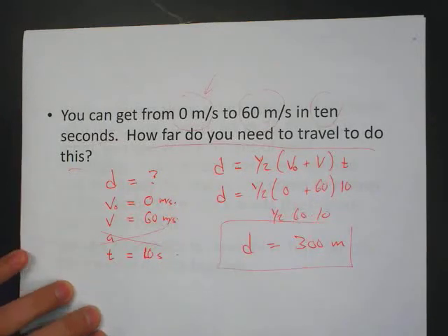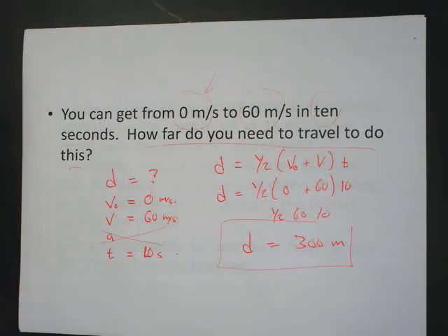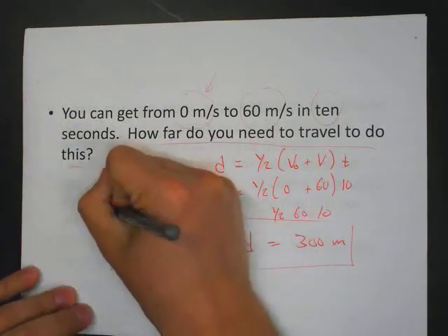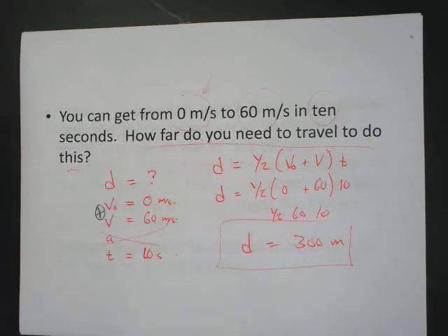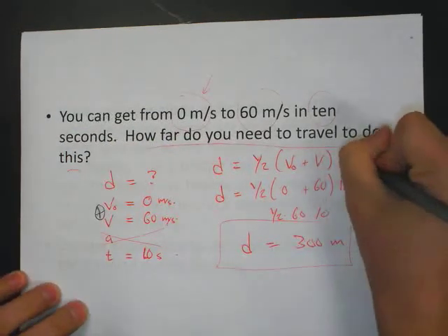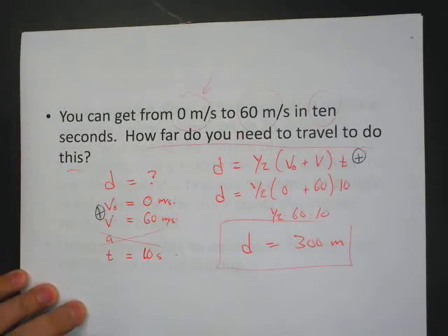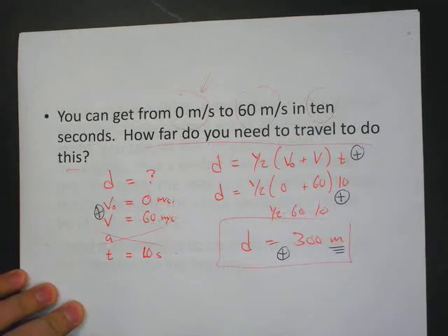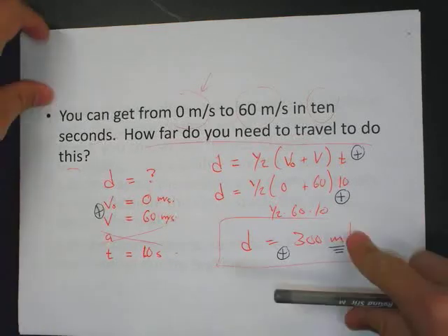If this were a quiz, I would grade you on, first of all, did you list your knowns and unknowns? Did you write down your equation without plugging numbers in? Did you show your work? Did you get to the right answer? Remember, units are important. And, like always, I'd give you a point for something else random. Okay, let's do another example.